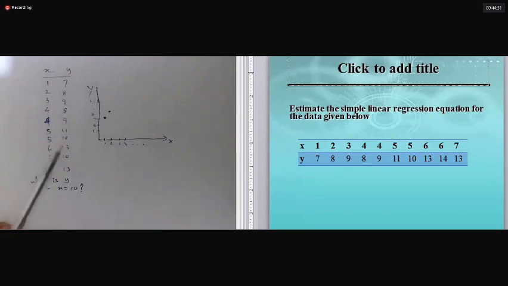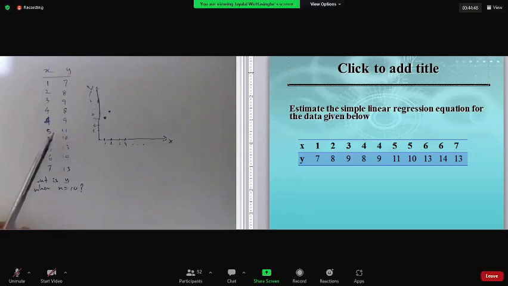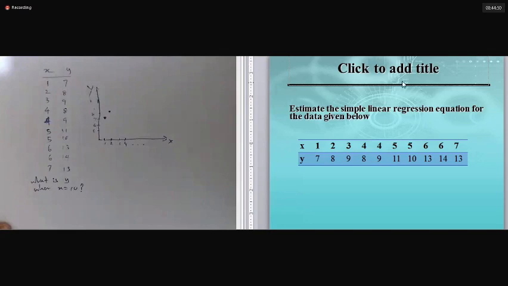So what we do is that we will mathematically estimate the relationship between x and y. Based on that, we can find. Now here in the question it says, estimate the linear regression equation for the data given below. Estimate the simple linear regression.